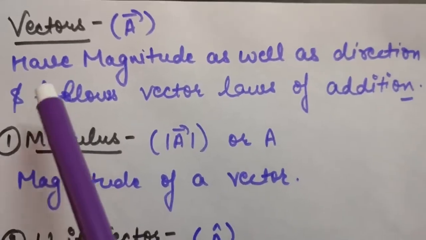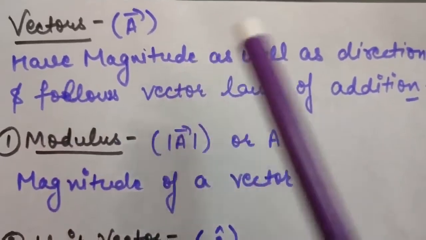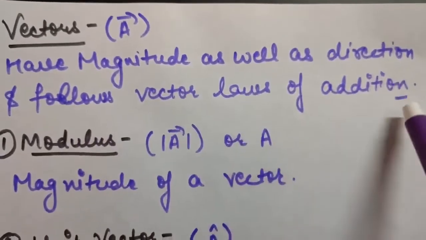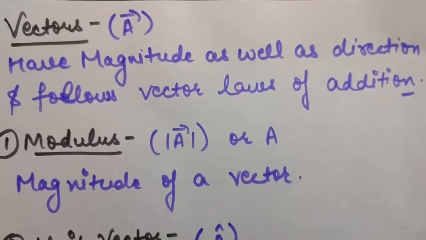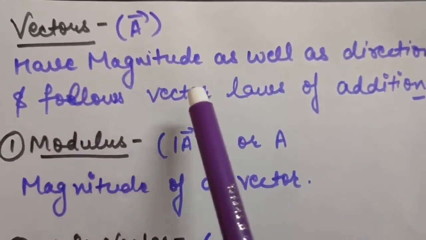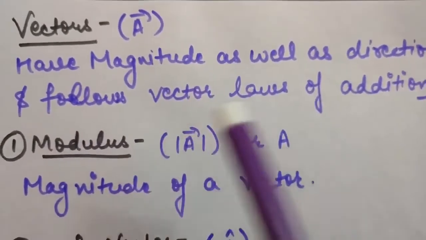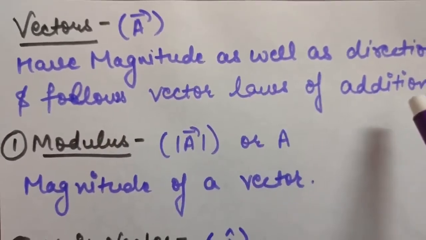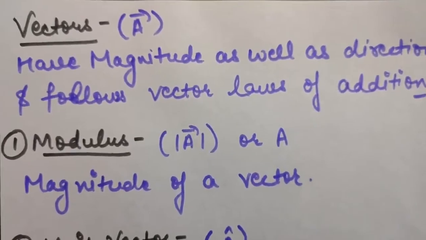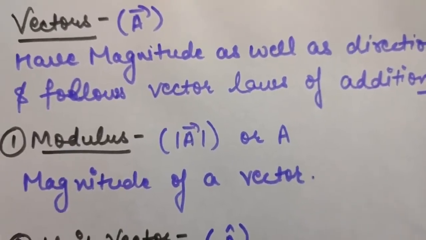Vectors are those quantities which have magnitude as well as direction, and they follow the vector law of addition. This I have told you in your last chapter also. For example, velocity, displacement, and acceleration are all vector quantities.